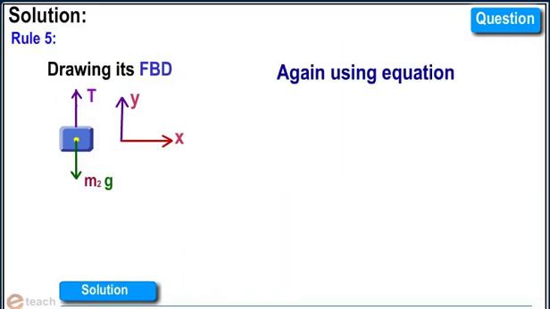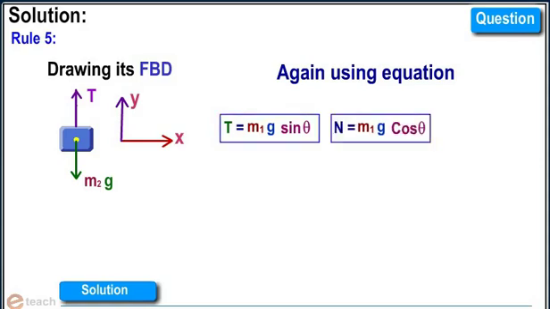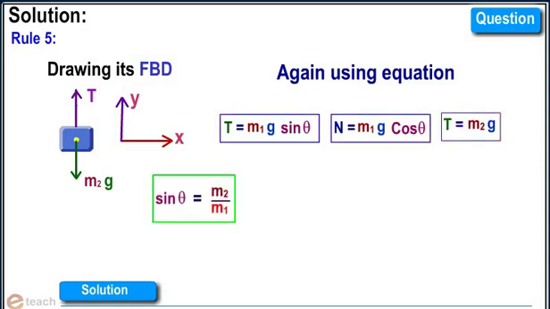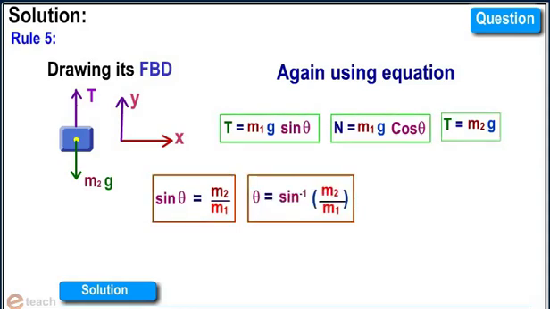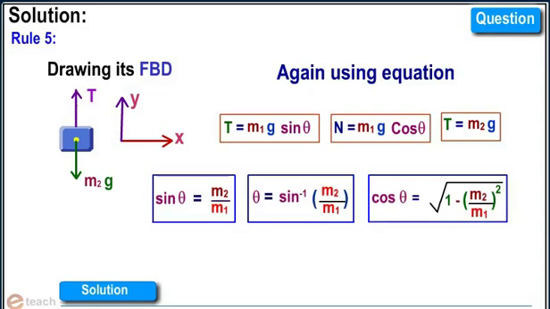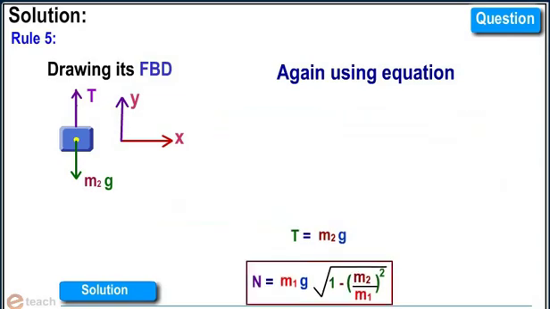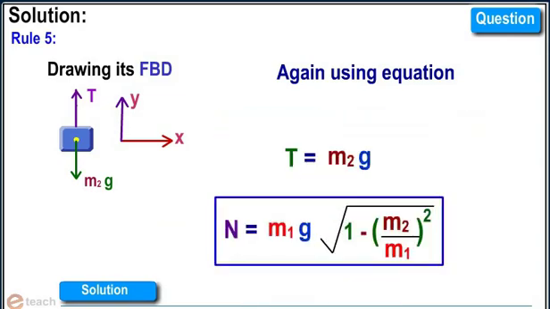Again, using equations T equals m1g sin theta and N equals m1g cos theta: T equals m2g, sin theta equals m2 by m1, theta equals sine inverse of m2 by m1, cos theta equals under root of 1 minus m2 by m1 whole square, T equals m2g, and normal force equals m1g under root of 1 minus m2 by m1 whole square.